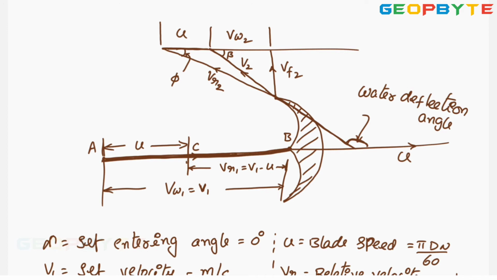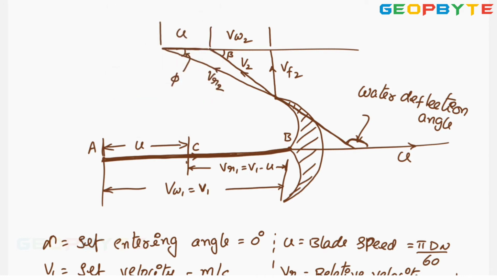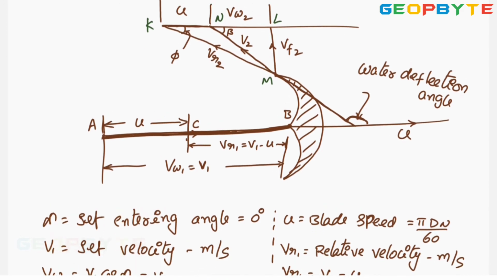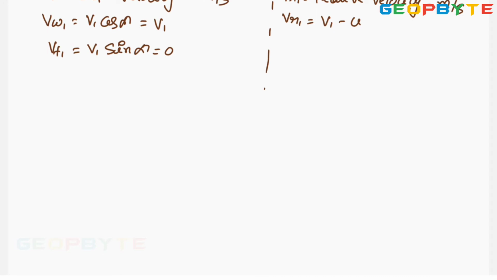The inlet triangle looks like a horizontal line. The outlet triangle looks like a triangle. The outlet triangle notations or markings are like this: K, L, M, N. Now let us discuss the formulas connected to this Pelton wheel. Force acting on the bucket.